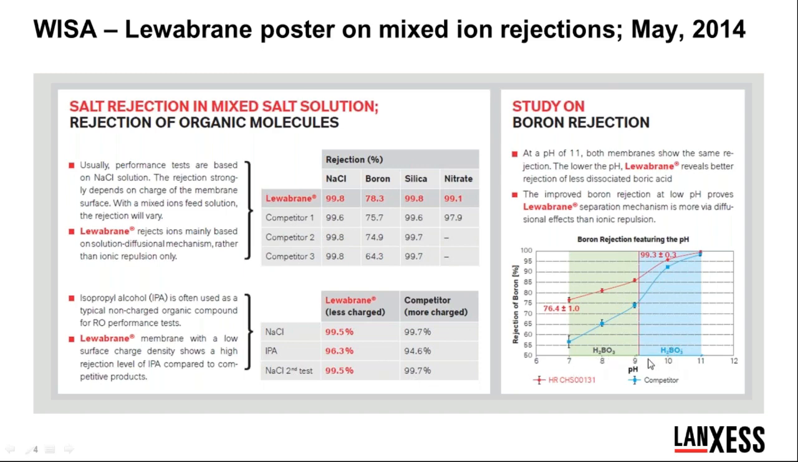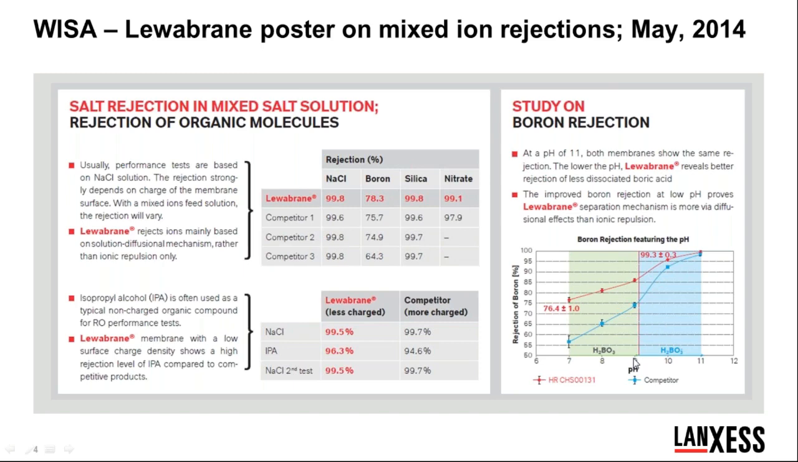Boron's very interesting. At pH 9.2 to 11, the boron, or the borate, is actually a -2 valence. And as the pH gets lower, for example, 7 to 9, the borate is actually a monovalent negative charge. And below 7, it's actually non-charged. So what you see here is a plot of different rejection performances. The blue is a competitive membrane. The red is a Lanxess membrane. And you can see there are different rejection performances based on the pH.